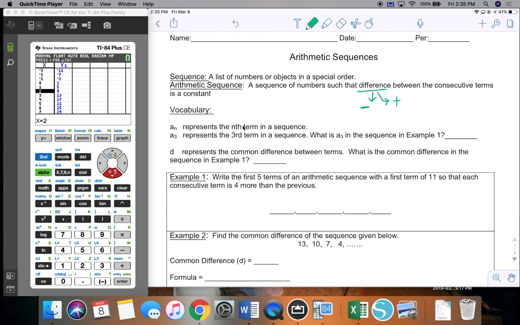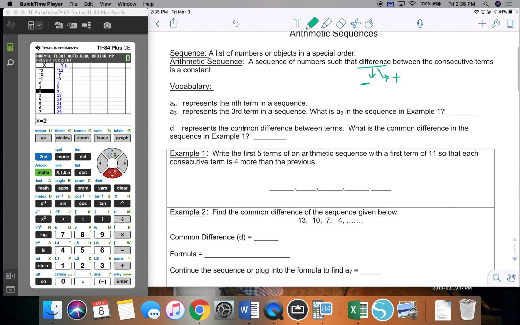So example 1 asks us to write the first 5 terms of the sequence with a first term of 11. So a sub 1 is 11. And they want the consecutive term to be 4 more than the previous. So we're going to add 4 to this to get 15. And then we add 4 more to get 19. Add 4 more to get 23. Add 4 more to get 27.